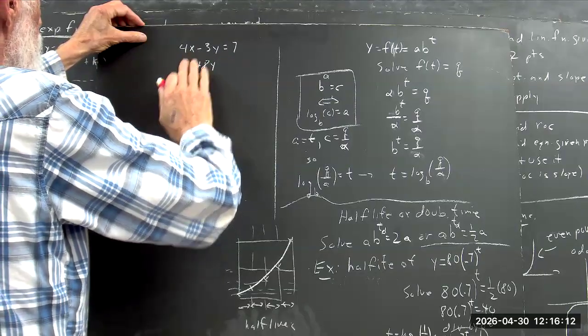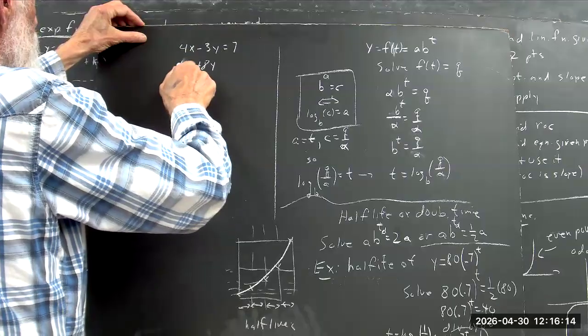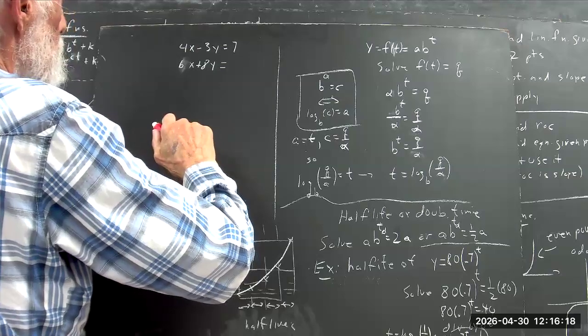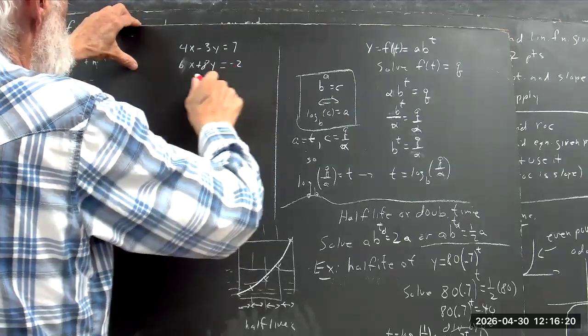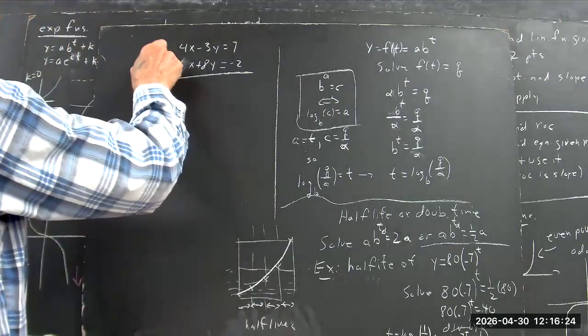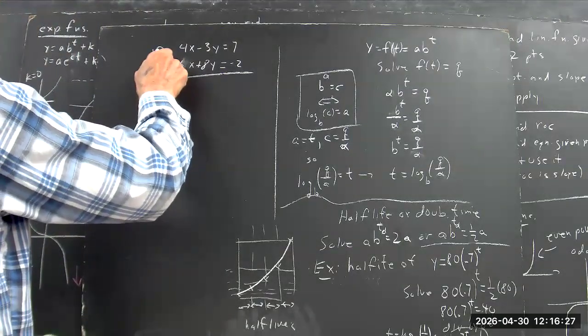I don't want to get into that. So I'm going to say 6x plus 8y equals -2. Okay. This is equation 1. This is equation 2.